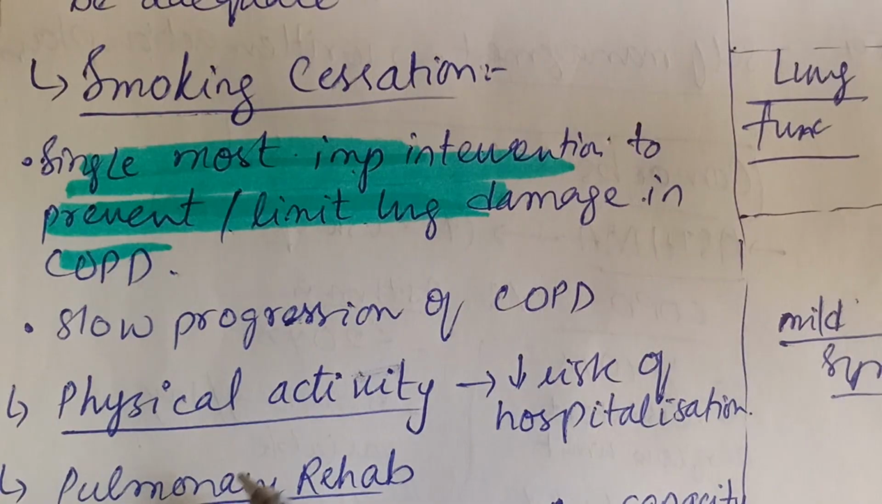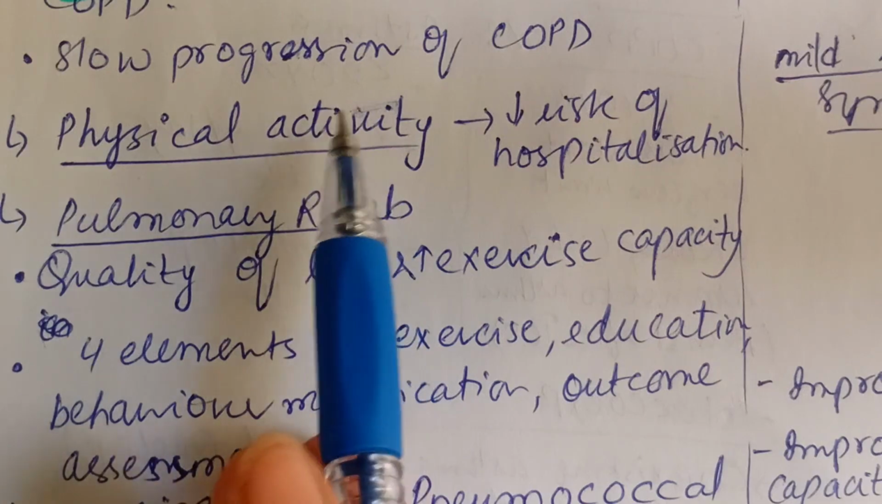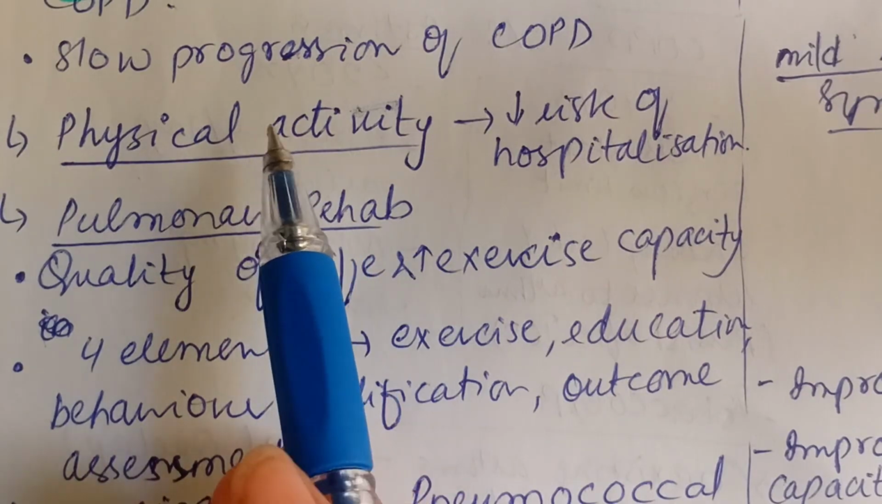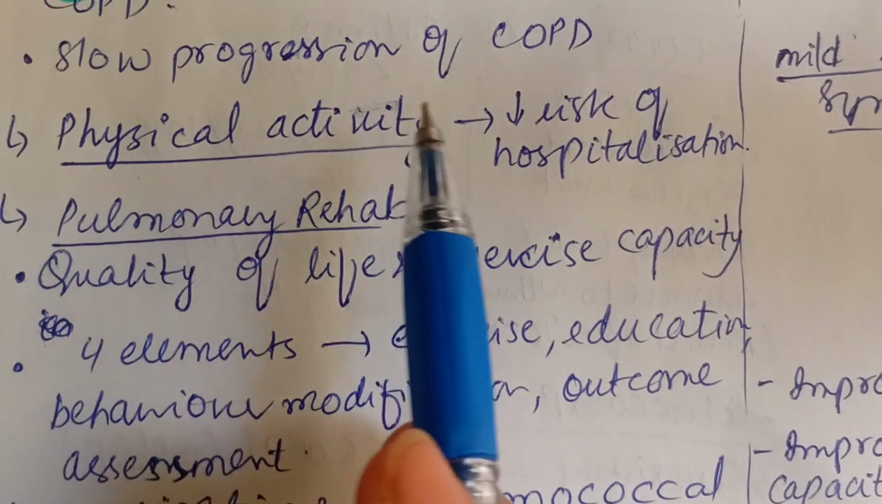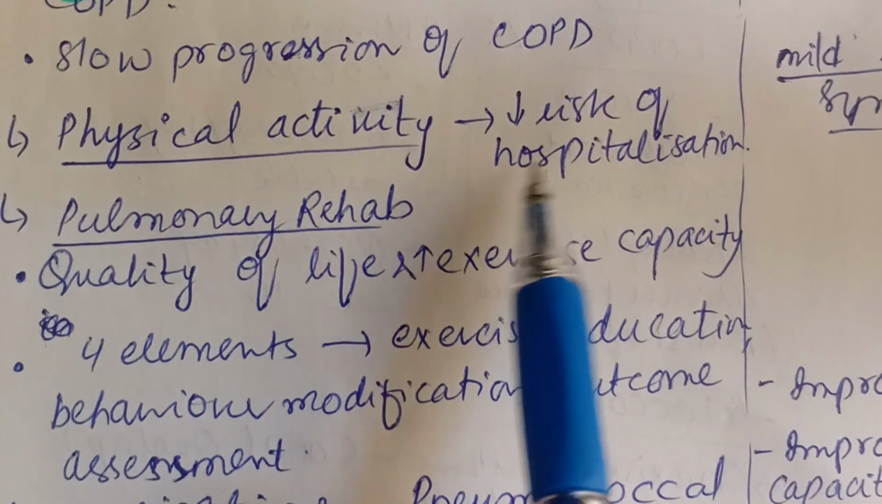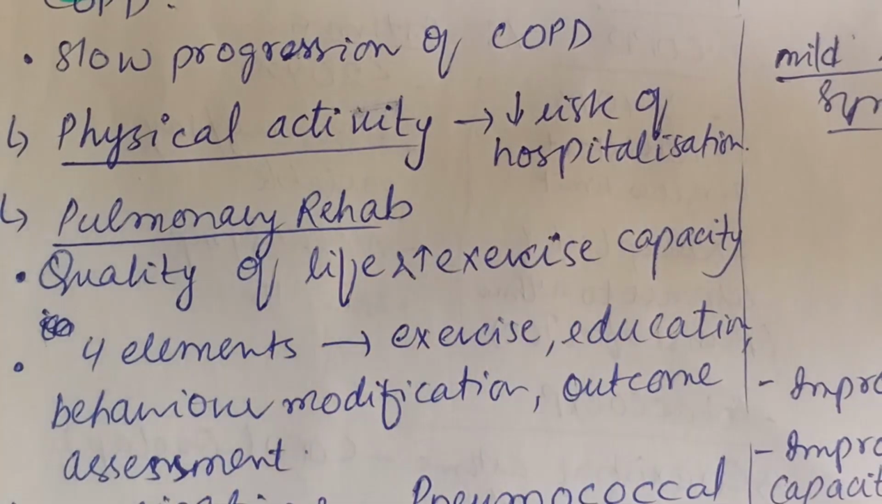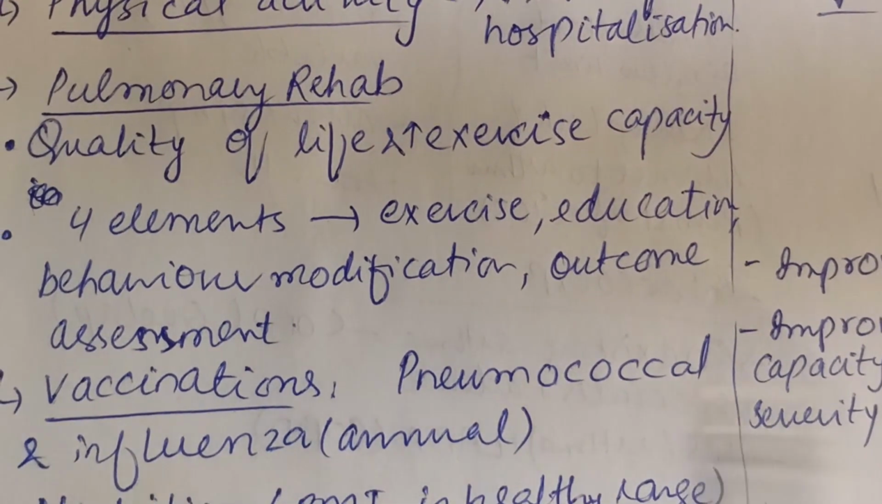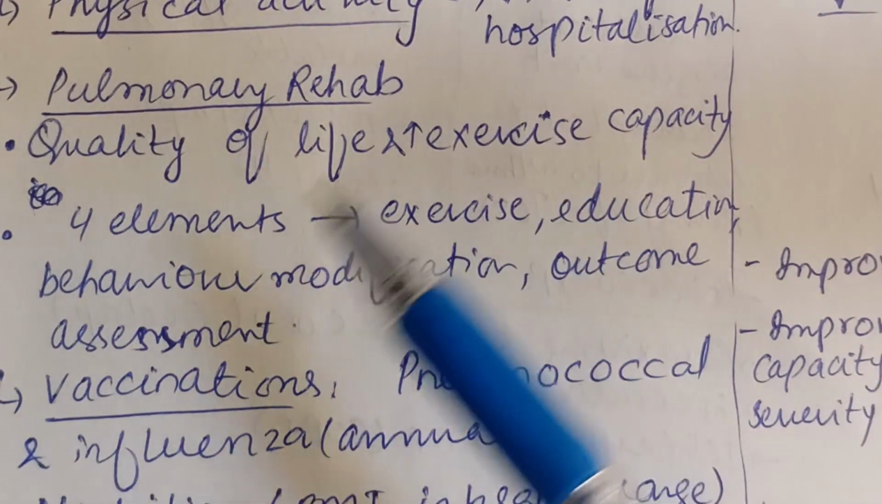The patient can slow the progress because the patient suffers from shortness of breath. But if the patient increases his tolerance of physical activity, then the risk of hospitalization decreases. Then we have a very important part that is pulmonary rehabilitation. Pulmonary rehabilitation is very important in managing COPD.